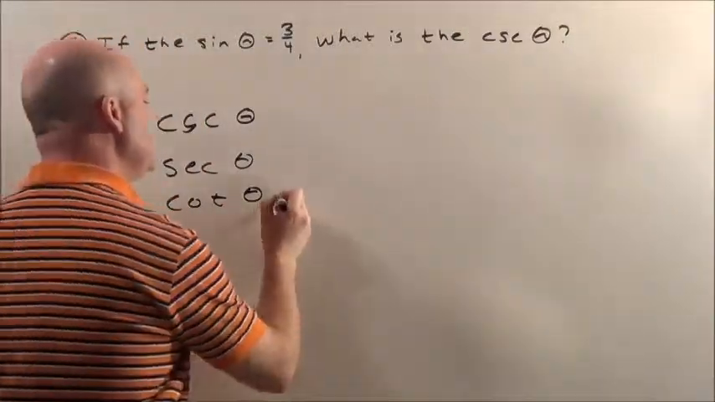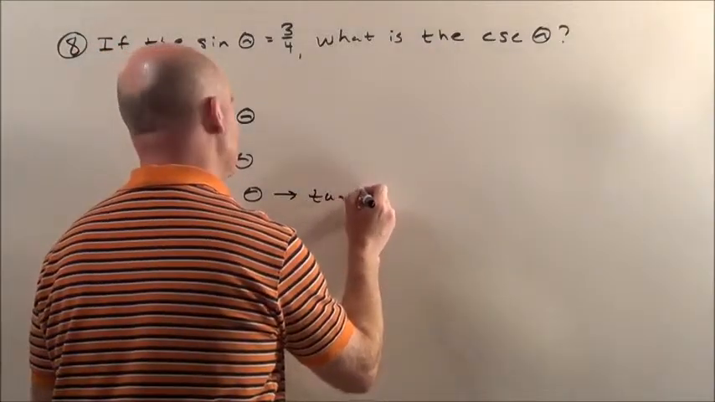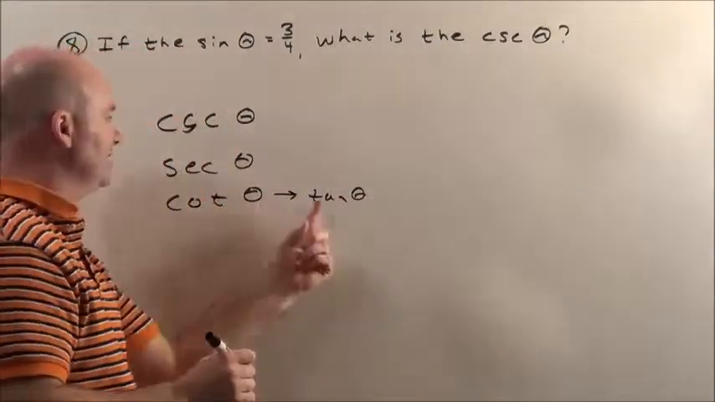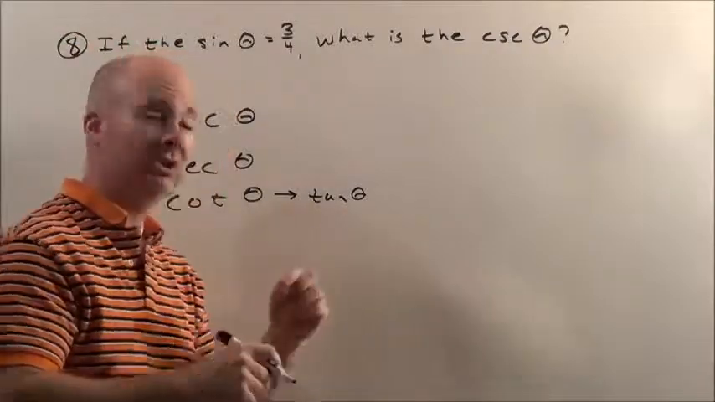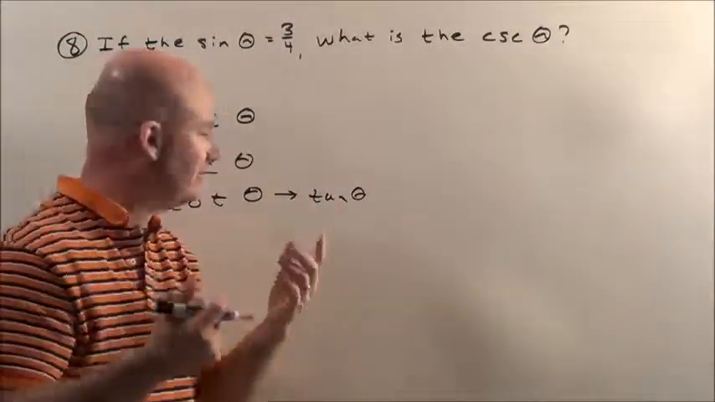Now, it's easy to see this, the reciprocal of that guy is going to be the tangent. Tangent of theta is going to be his reciprocal. These two are going to be reciprocals. Tangent is opposite over adjacent, so the cotangent will be adjacent over the opposite.